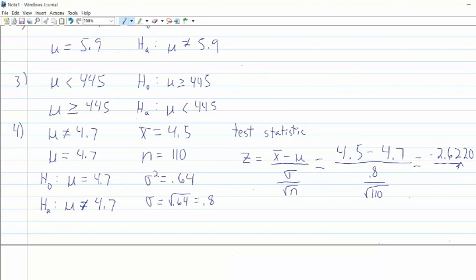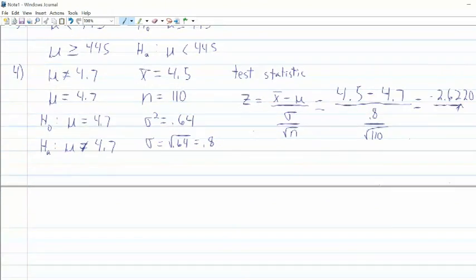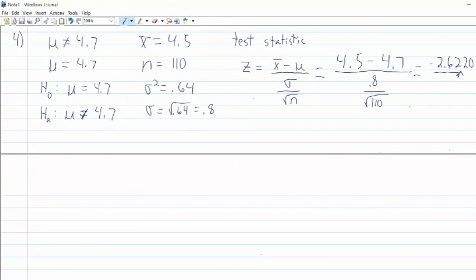That's your test statistic. That's what we would use if we had a critical number in order to figure out whether to reject or to fail to reject the null hypothesis. But all it asked was for the test statistic, so that's all we're going to do.